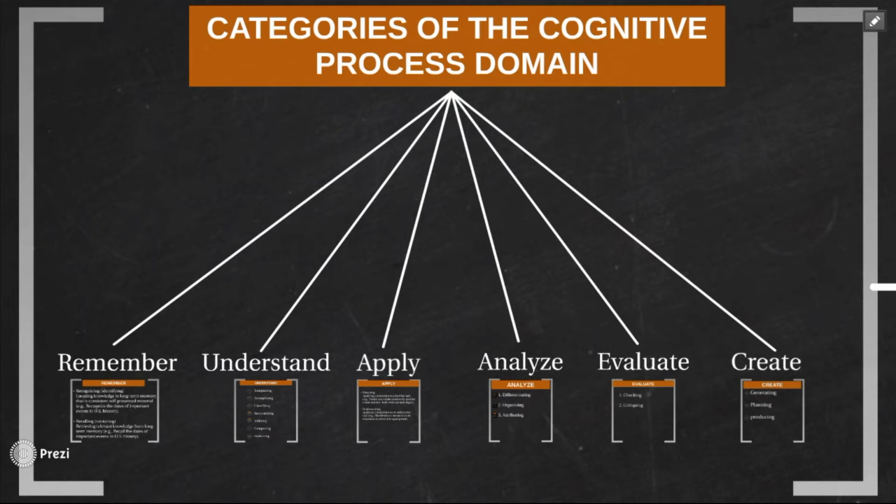Now let's continue our discussion about categories of the cognitive process domain. Some activities according to the taxonomy domain, and my turn to explain: to analyze, to evaluate, and to create.